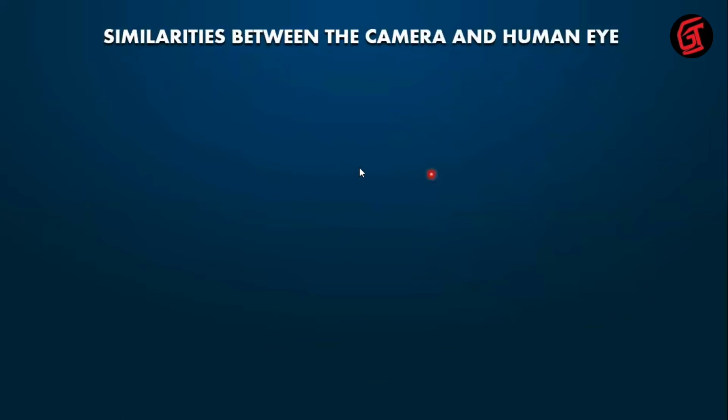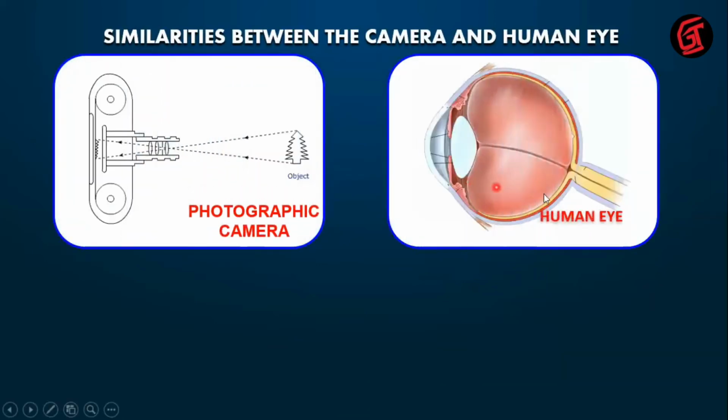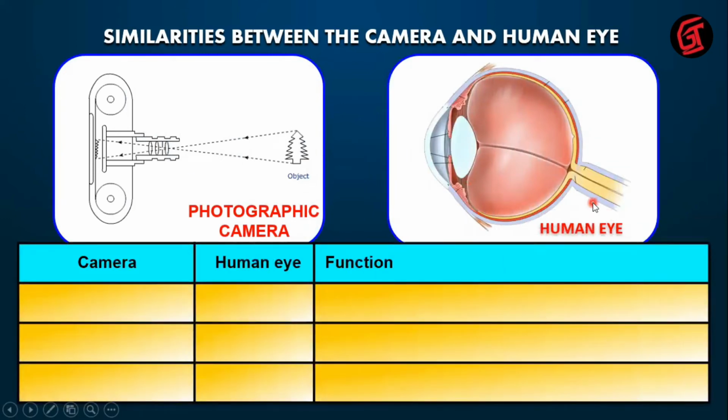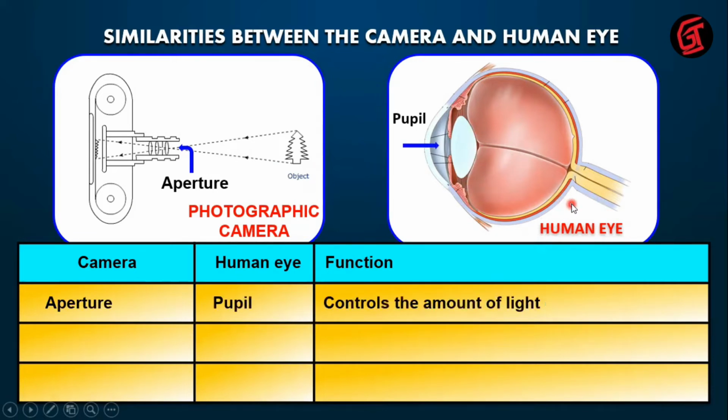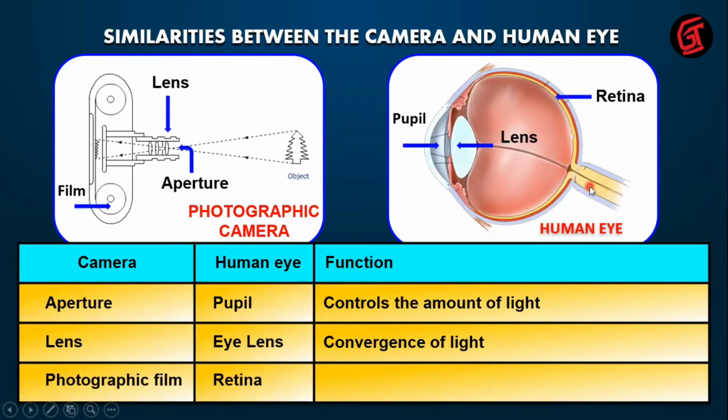Now, what is the similarity between a camera and a human eye? Okay, this is a photographic camera if you see, and this is your human eye. So what a camera does, there is an aperture in the camera, and in our human eye there is a pupil. So both control the amount of light. Lens in the camera and eye lens we also have. Okay, what happens? Convergence of light happens here. Then the next one, there is a photographic film here, and we too have a retina where the image is formed. Image formation.